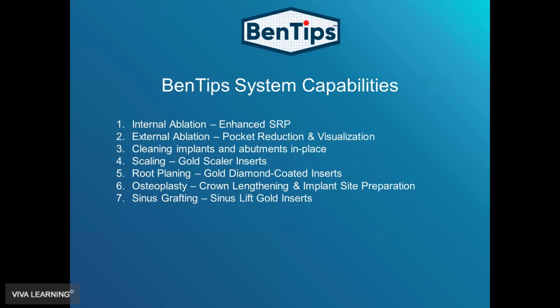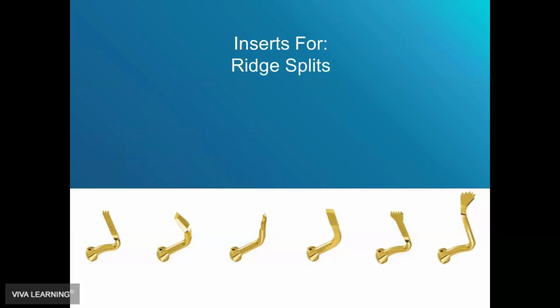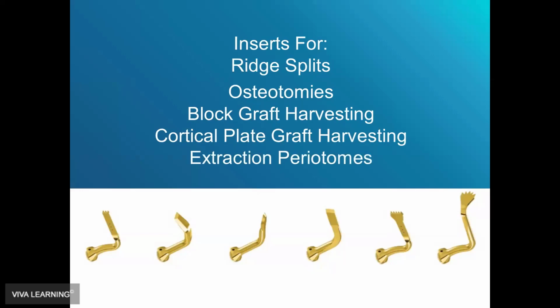Next up is sinus grafting, using the sinus lift insert kits. If you've done sinus lifts, you're very familiar with these. There's nothing unusual. We've got the elephant foot and the ball diamond, the usual suspects, if you will, for doing sinus lifts. Last but not least, we've got a whole set of bone cutting and other inserts. You could do ridge splits with these, osteotomies, block graft harvesting if you needed to, cortical plate graft harvesting, and even some periotomes for doing extractions.